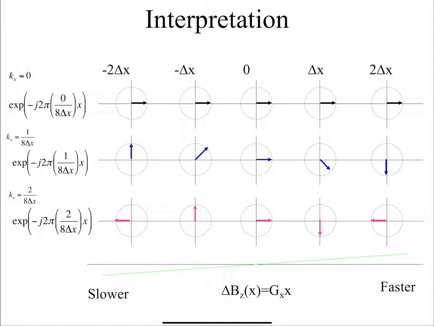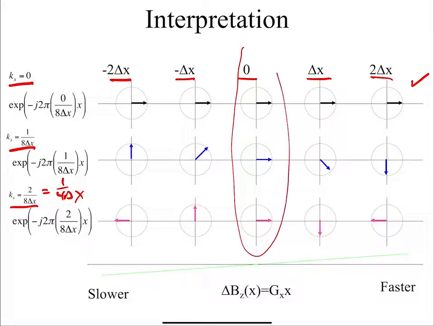So in this case, we're going to play a different game. We're showing spins at different locations: minus 2 delta x, minus delta x, 0, delta x, 2 delta x. And we're varying the kx from 0 to 1 over 8 delta x to 2 over 8 delta x, which equals 1 over 4 delta x. Okay, so let's look at that. For the first row, that makes sense. All the spins are pointing in the same direction, and therefore we're at the center of k-space. If we look at the spin at isocenter, that's also correct because it doesn't experience any additional field, so it's always going to be pointing at theta equals 0.